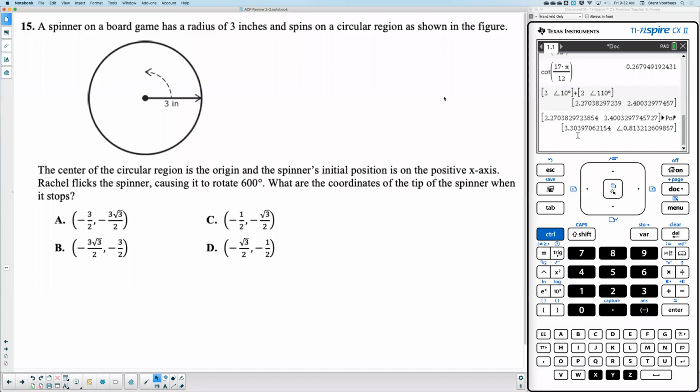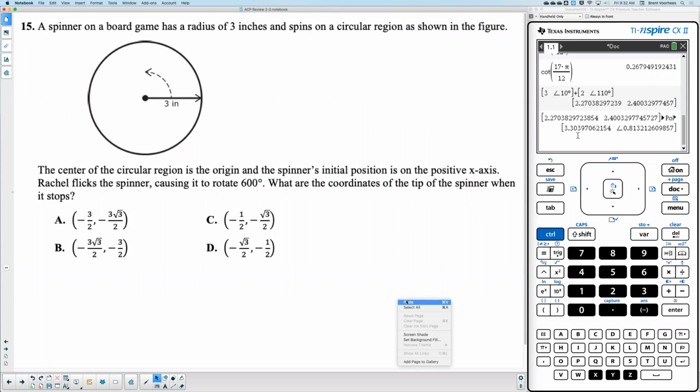15 says a spinner on a board game has a radius of 3 inches and spins a circular region as shown in the figure. The center of the circular region is the origin, and the spinner's initial position is on the positive x-axis. Rachel flicks the spinner, causing it to rotate 600 degrees. What are the coordinates of the tip of the spinner when it stops?